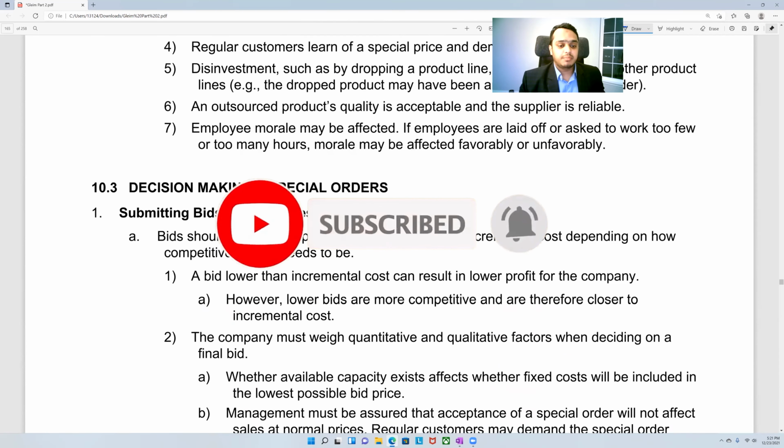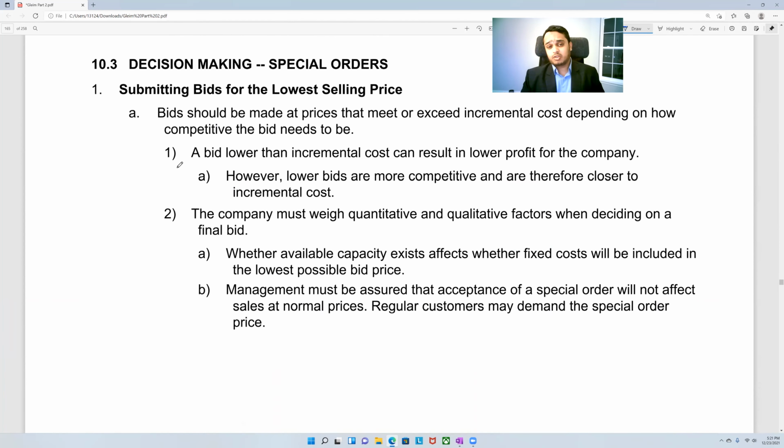Okay. Now, decision-making, special orders. When you're talking about these special orders, suppose I am manufacturing this particular mobile phone. If I'm having excess capacity remaining, I can do more mobile phone manufacturing also. So what should I do in here? Should I take that order or not? If I'm having excess capacity, I should take it, right? Because I need to operate at my full capacity.